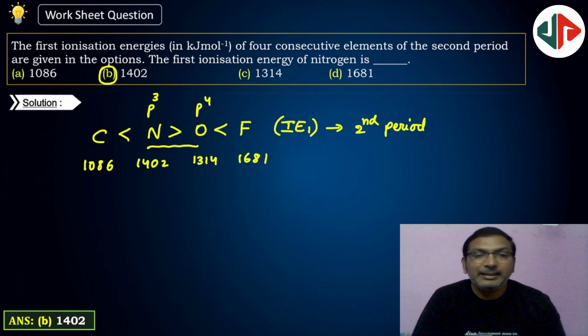Carbon to nitrogen increase. Next nitrogen to oxygen decrease and again oxygen to fluorine increase. Only one anomalous pair, due to half filled configuration of nitrogen. Therefore option B. Important question. Next one.